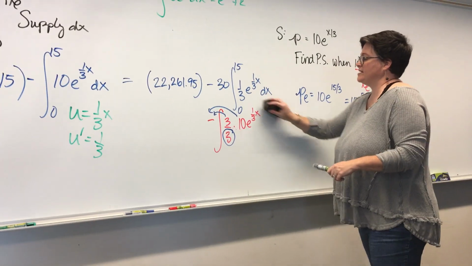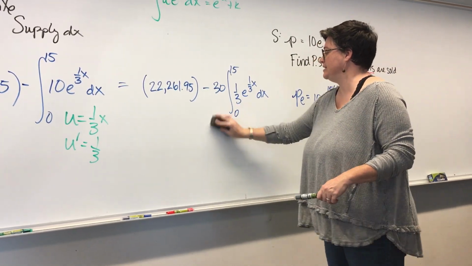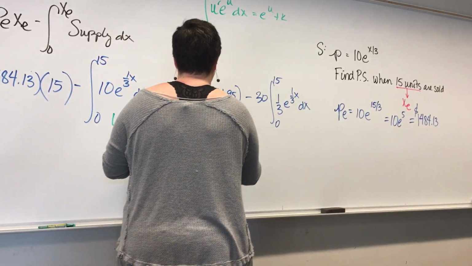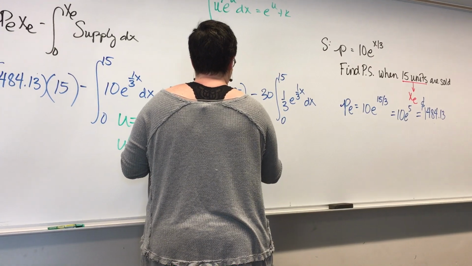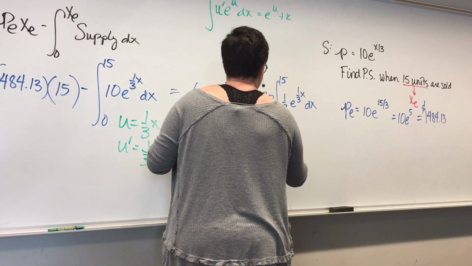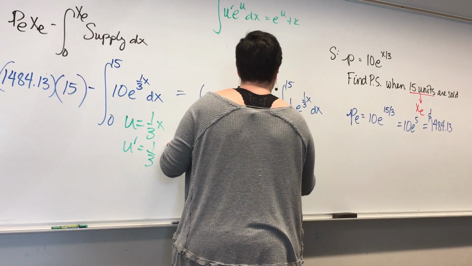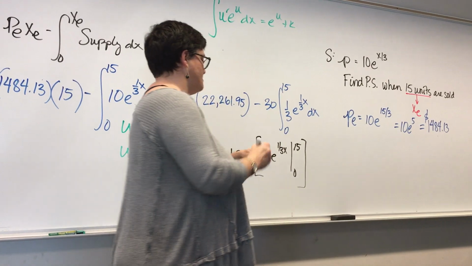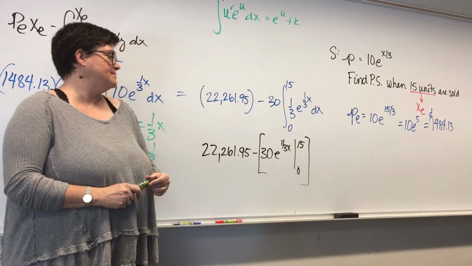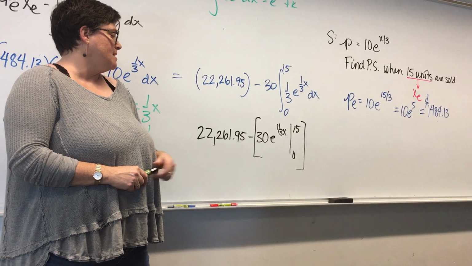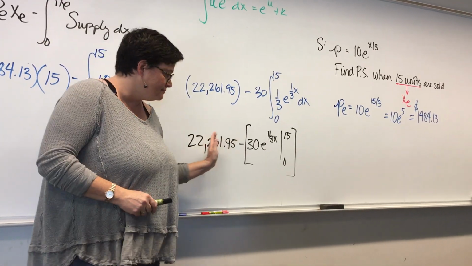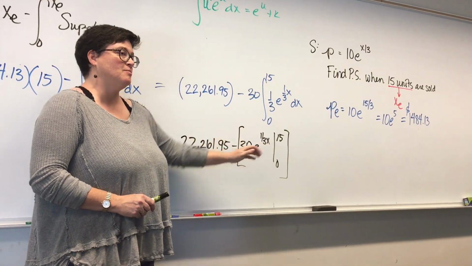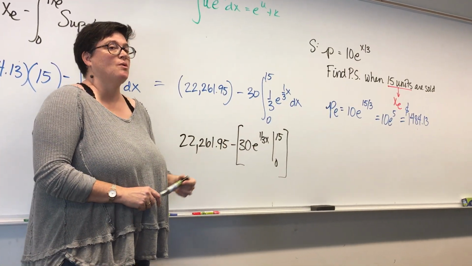So I'm going to erase this little half step here just to keep it clean. So now we're at the point of integration. So we have 22 to 61.95 minus 30 e to the 1/3 x. But I want to caution you guys, the thing that we're doing 0 to 15 from is everything inside these brackets, okay? That minus sign stays out. So we still have to do f of b minus f of a within these brackets. So your signs are going to be important here.